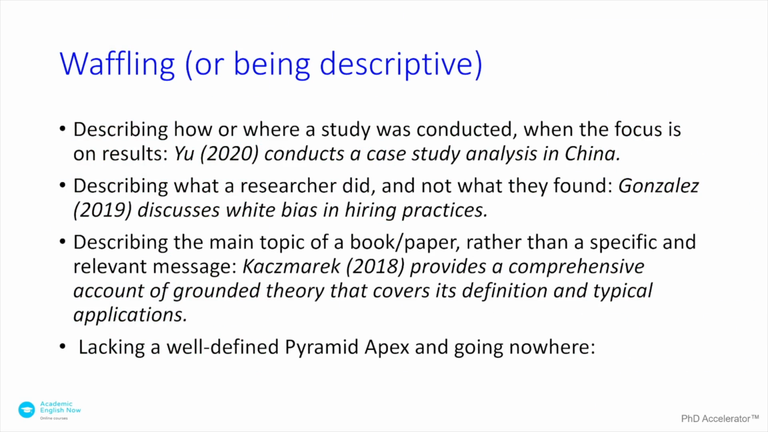And also, as I said, if you lack a well-defined pyramid apex, you might be going nowhere and you're being purely descriptive. So I'm going to show you a larger chunk of text here. Take a quick look at it. You might want to pause the video and see whether this text is going anywhere. Does it have a pyramid apex, right?